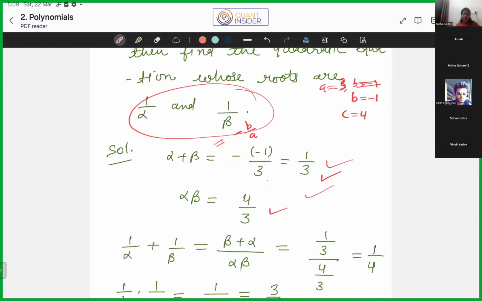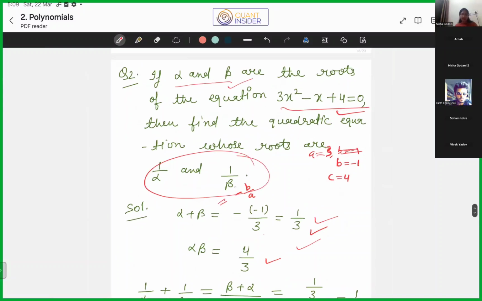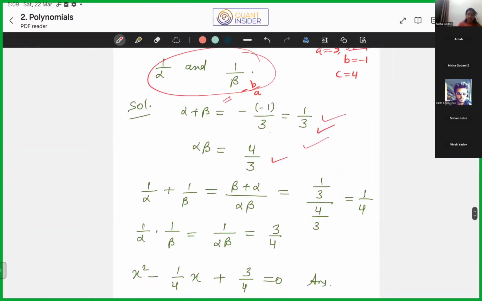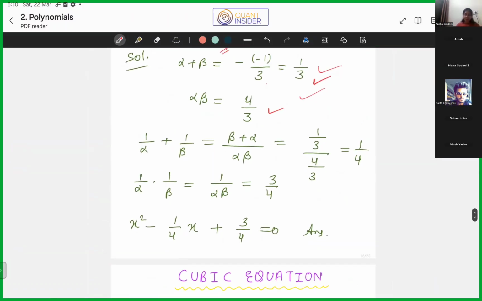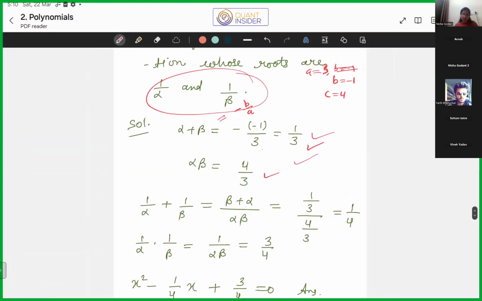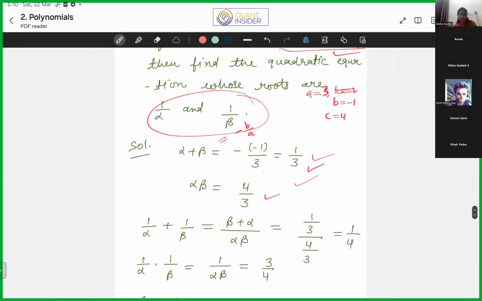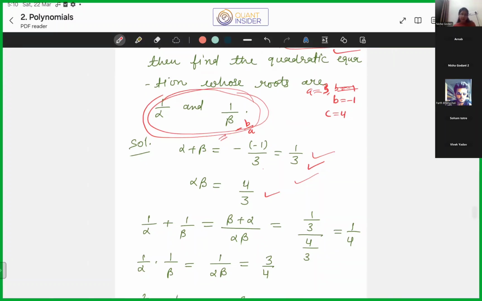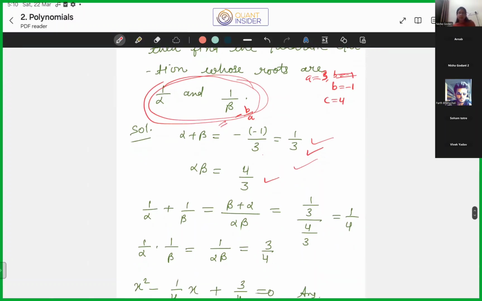But you have to find the equation having roots 1 upon alpha and 1 upon beta. And you know how to find the equation having given two roots. For this, what do you need to find? You need to find the sum and product of these two roots. So what will be the sum? 1 upon alpha plus 1 upon beta will be equal to what? You will write it as alpha plus beta upon alpha beta.